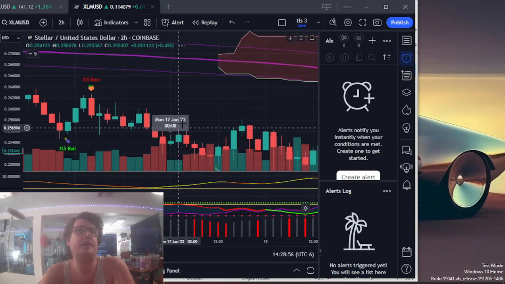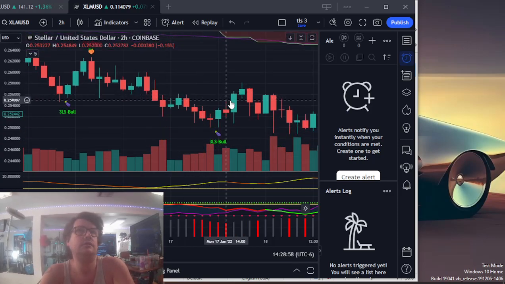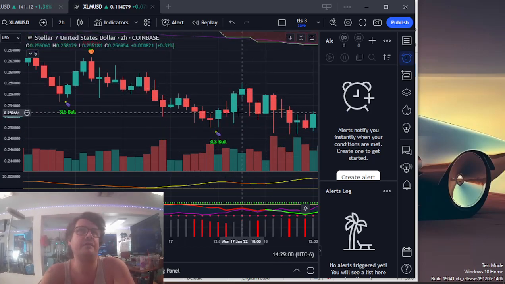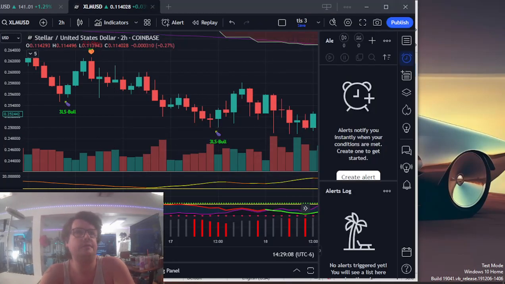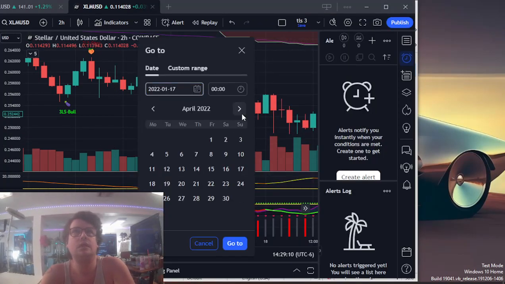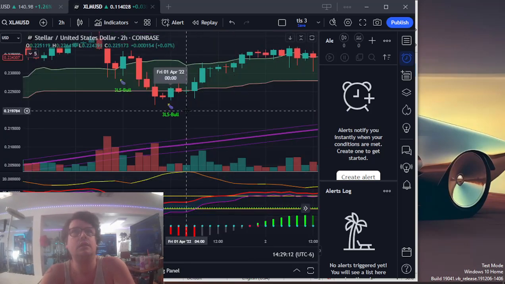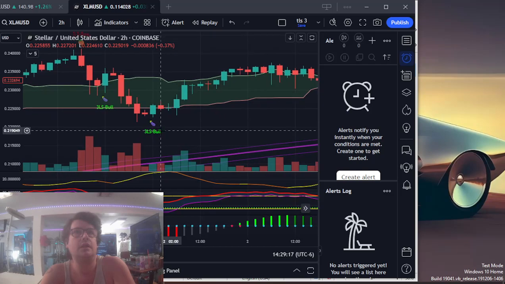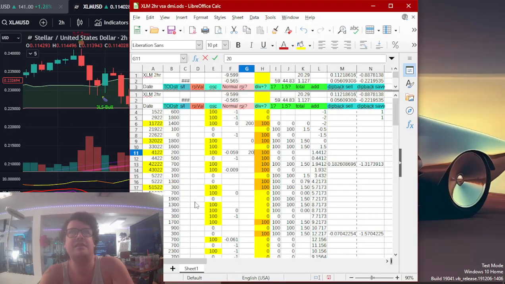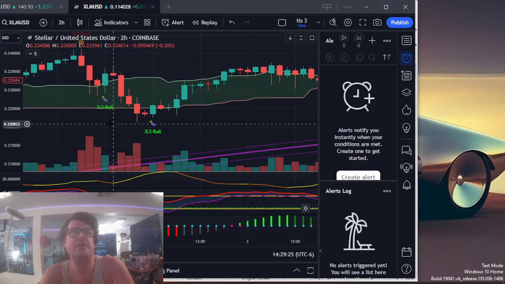Just to double check. Oh yeah, that's much closer. Alright, 412. That's in the overbought, so that is disqualified. Yup. Alright, so 422.7.